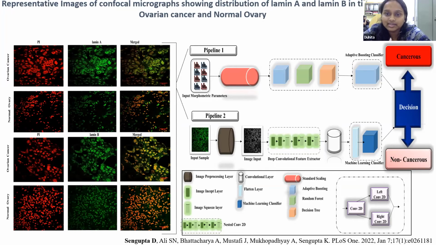The first pipeline took into account the numerical values from the morphometric parameters, which were fed into the system, and that gave us a particular probability score. The second pipeline took into account the pre-processed images of lamin A and B stained cancer and normal tissues. That also gave a particular probability score, and the maximum probability score from these two pipelines gave us the decision whether the tissue is of cancer or normal type.